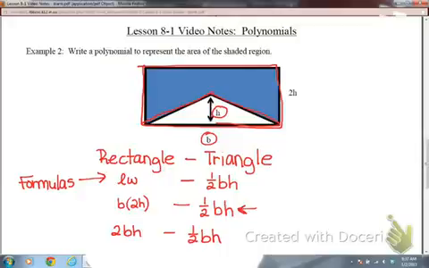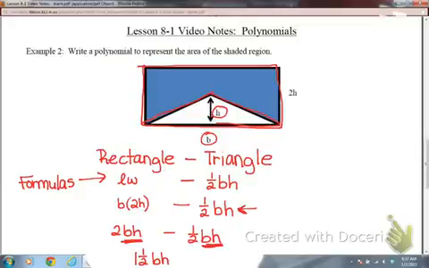Sorry about that. Since we have a binomial here, and they have the same exact letters, and also the same exponents, you don't see any exponents, but since they have the same letters here, that means we can actually combine them. So this is 2BH minus 1/2 BH. Well, 2 minus 1/2 is 1 and 1/2. So we write that it's 1/2 BH.